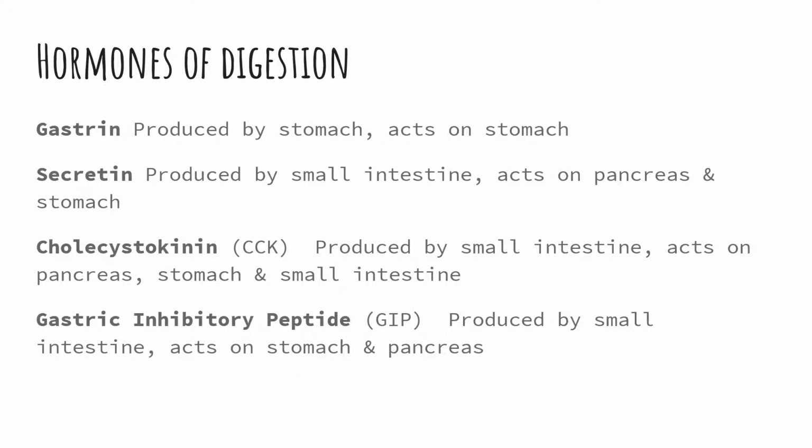So reviewing the hormones of digestion: gastrin, secretin, cholecystokinin, and gastric inhibitory peptide. I don't think this page shows you what each hormone does, but it tells you where it's made and where its action is. Remembering that in a lot of cases, hormones are made in one site but then act on a different organ. So please check back to the total slideshow on digestion to review what the action of these hormones is.